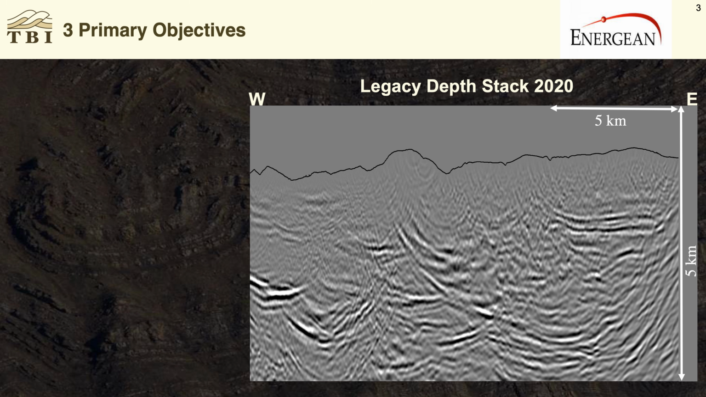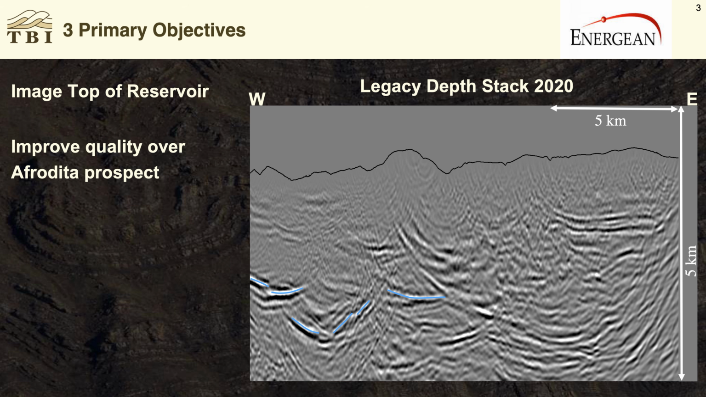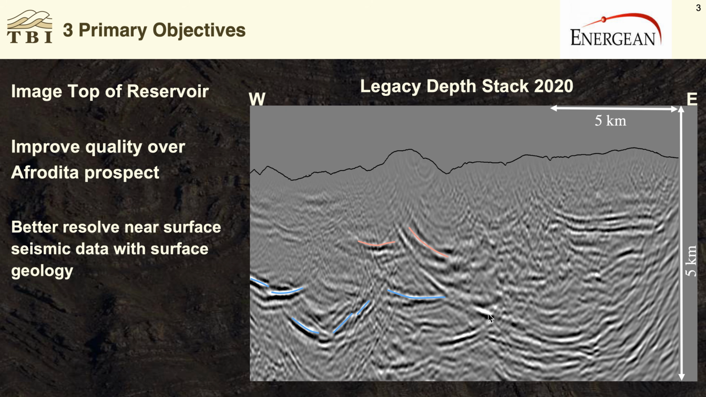The data had been previously processed and we can look at the legacy depth stack here. I will draw your attention to the vertical exaggeration, which is about a 3-to-1 ratio. At the start of our work, we had three primary objectives. The first was to image the top of the reservoir. The second was to better image the area above the Aphrodite prospect, which is this area here. And the third was to better resolve the near-surface seismic data with the surface geology.